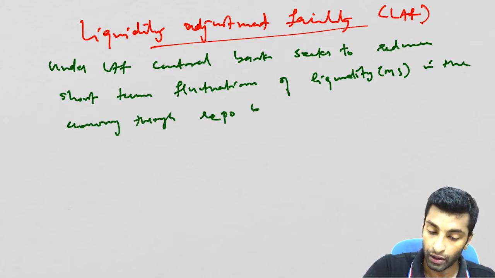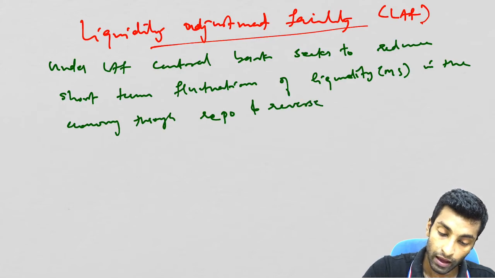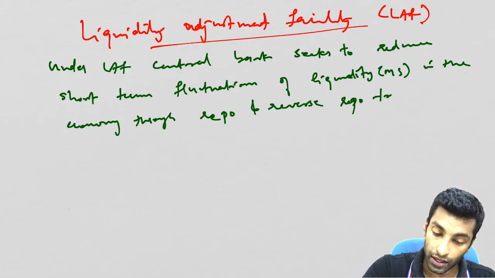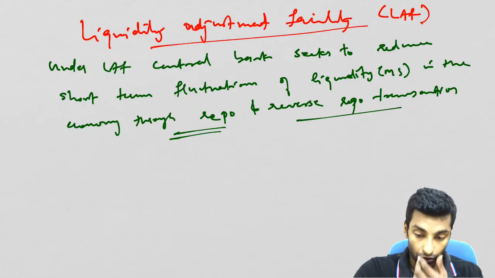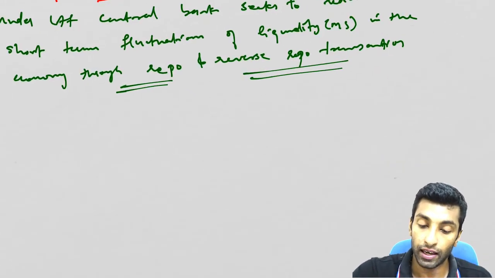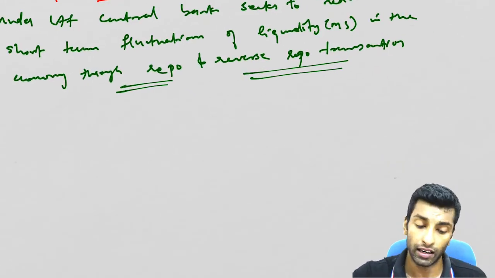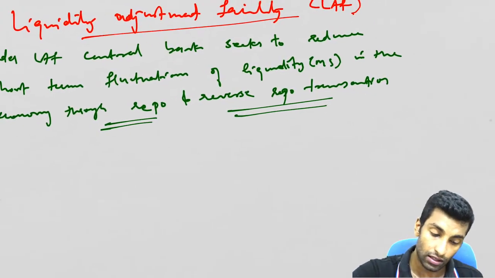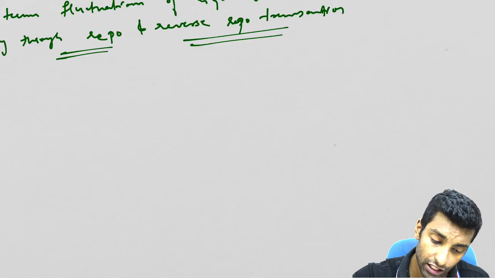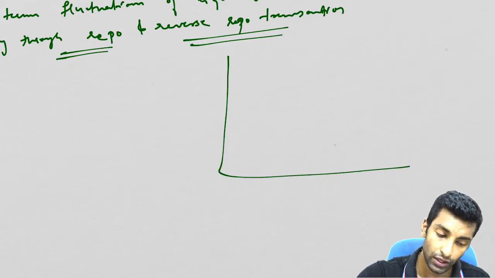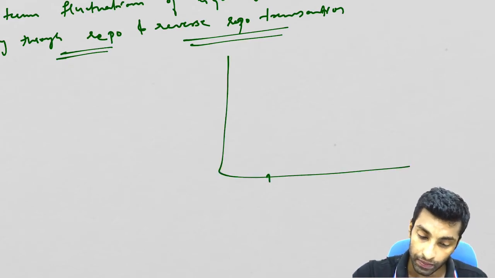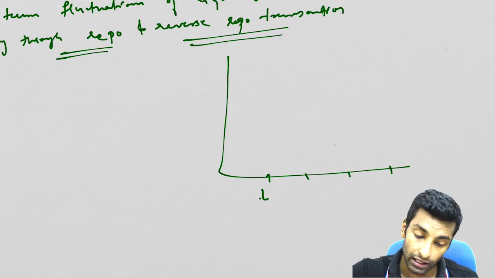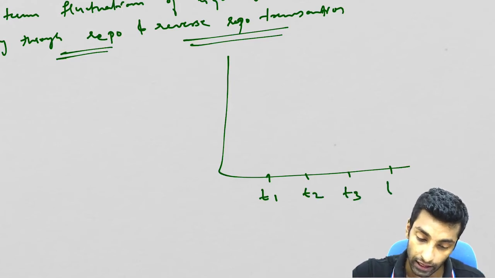through repo and reverse repo transactions. Okay, so here we will be talking about repo transaction and reverse repo transaction, and automatically we will be talking about repo rate and reverse repo rate. So what is this liquidity adjustment facility, or what do these fluctuations mean? Let's say it's like this. Let's take different time intervals, T1, T2, T3, T4.